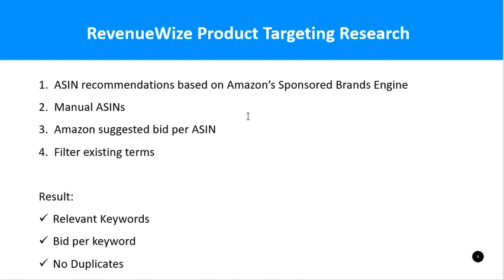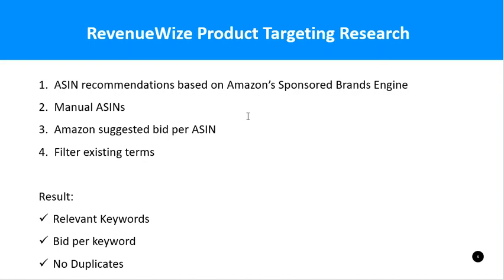The same goes for the ASINs. The ASIN recommendations are also based on the sponsored brand engine. What we typically do is create manual ASIN targets, so we create a manual ASIN target for each one that is identified under the same campaign. We use the Amazon suggested bid per that ASIN to try and ensure that from the start we're going to get impressions and clicks, and we filter anything that already exists in our system so there are no duplicates. So the result is that we have relevant ASINs, a relevant bid for each of those ASINs, and we do not generate any duplicates.